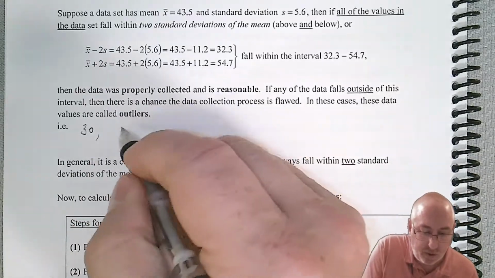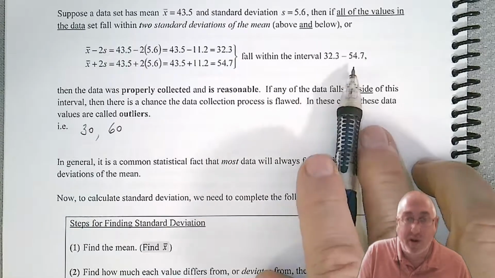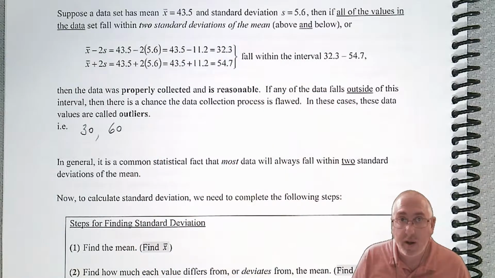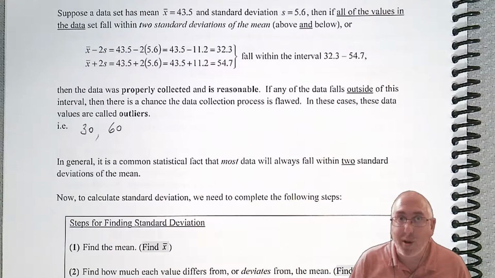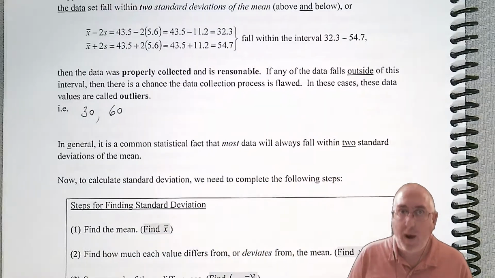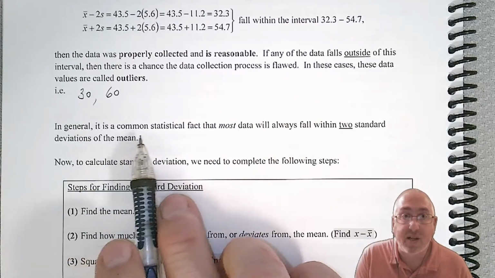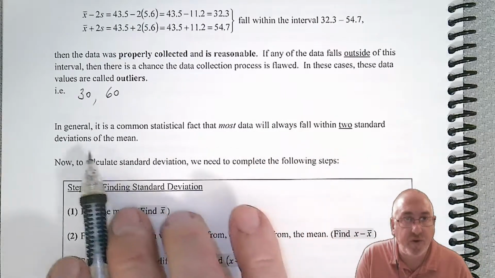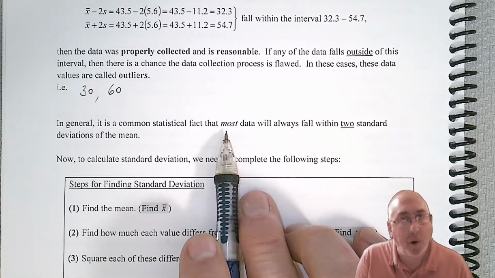And on the other side, we could do the same thing. If we said 60, 60 would be a lot larger than what we would typically expect based off the mean and the standard deviation. So those would be just a couple of examples of outliers. They're outside what we would normally expect. Again, we're not doing this for this class, but this just shows you how we can use standard deviation. In general, it is a common statistical fact that most data will always fall within 2 standard deviations of the mean. And again, most, not necessarily all, but most.